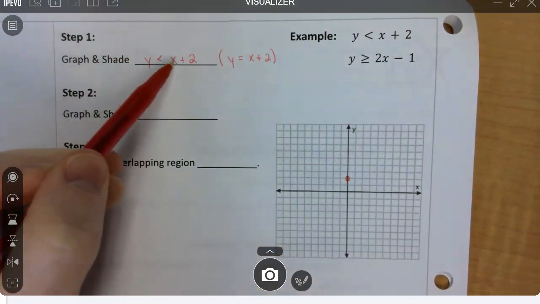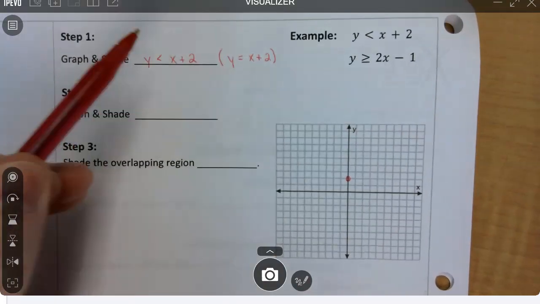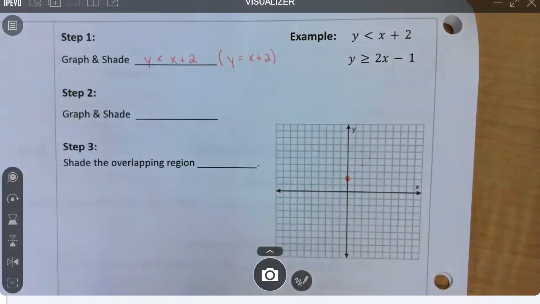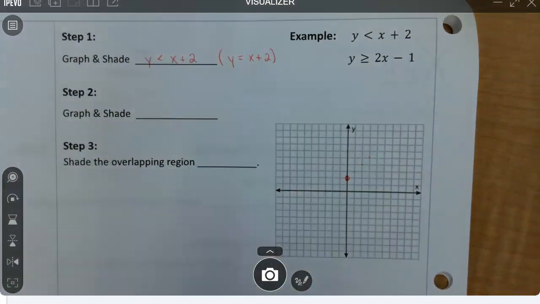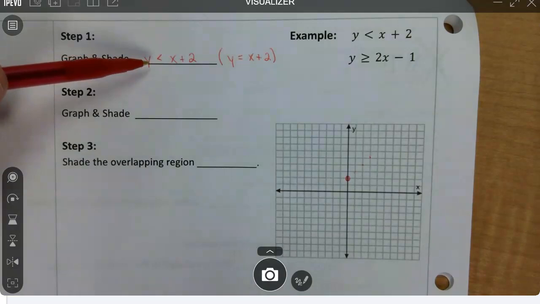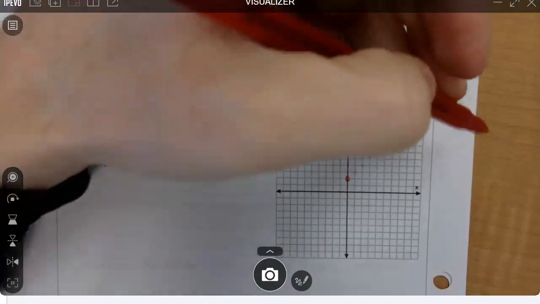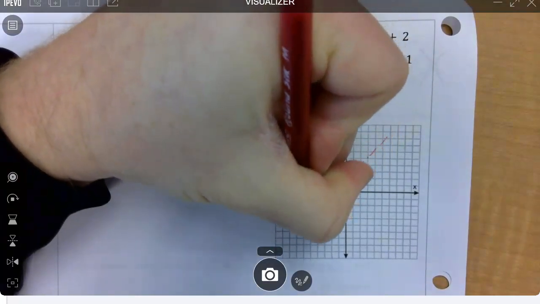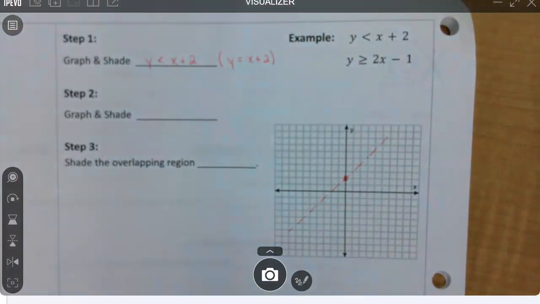I have a slope of 1. There's a 1 in front of this x. That's up 1, right 1, up 1, right 1, up 1, right 1. And I keep going with that pattern. And then because it's less than, not less than or equal to, it's going to be a dashed line. So my line will roughly be like that.